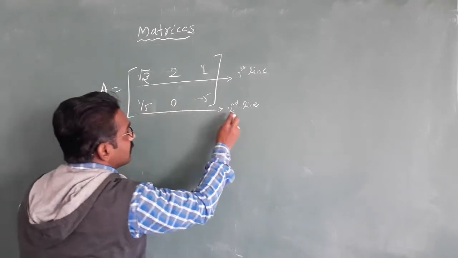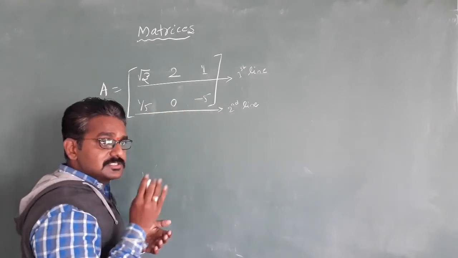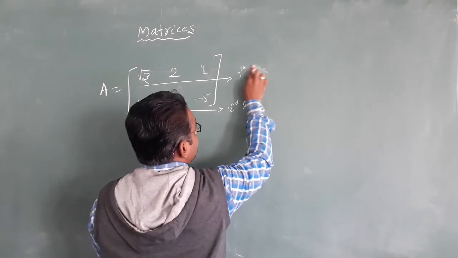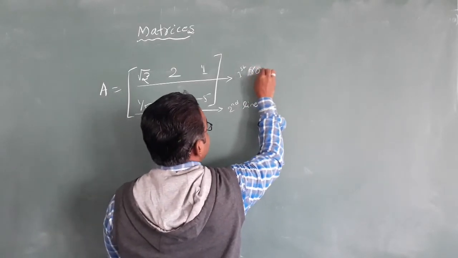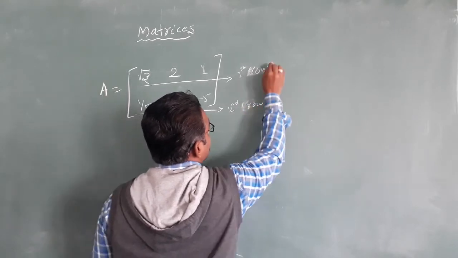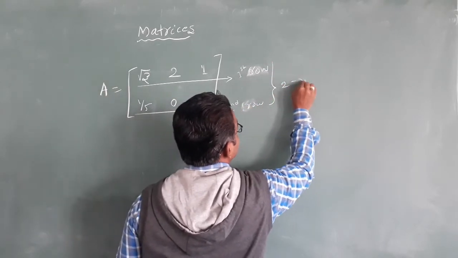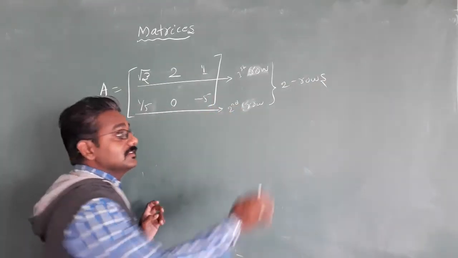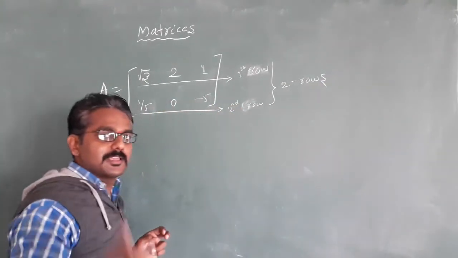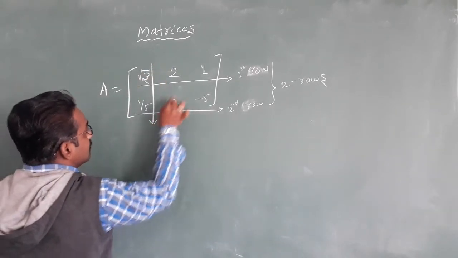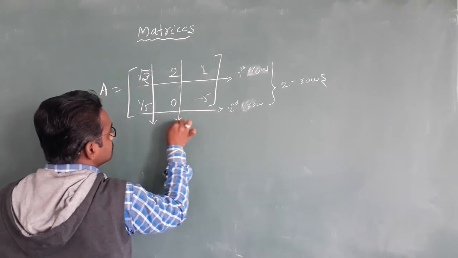So the horizontal lines will constitute rows. So this horizontal line is the first row and the second horizontal line is the second row. So totally it has 2 rows. Not ROC, it is ROWS. Keep in mind. Okay.